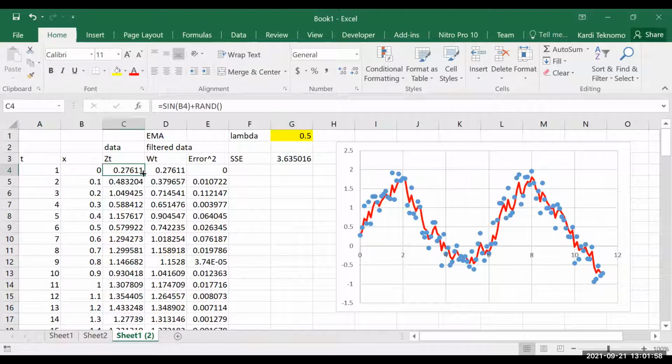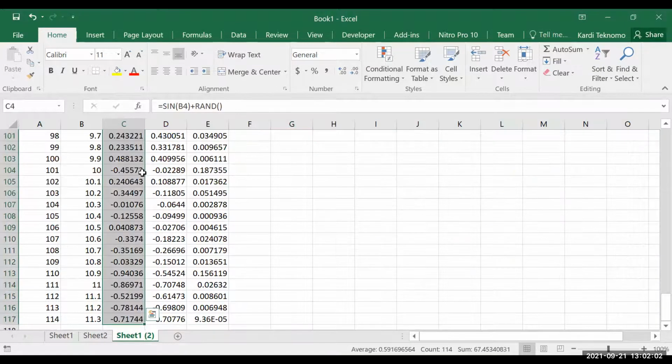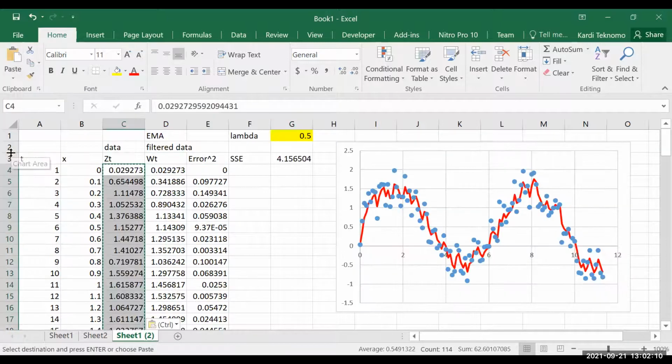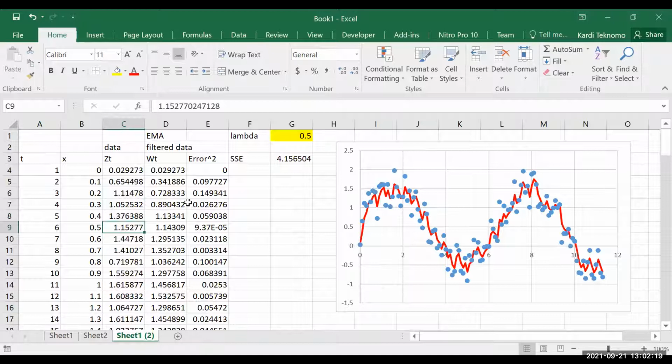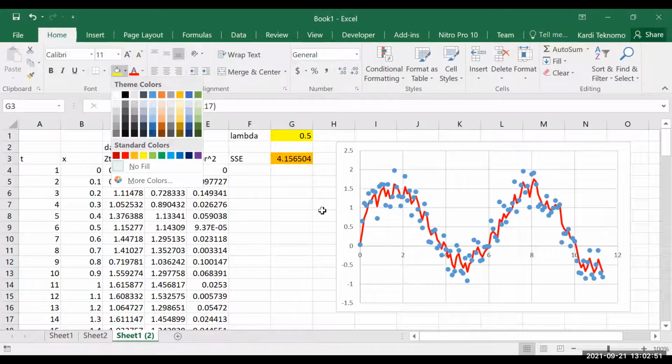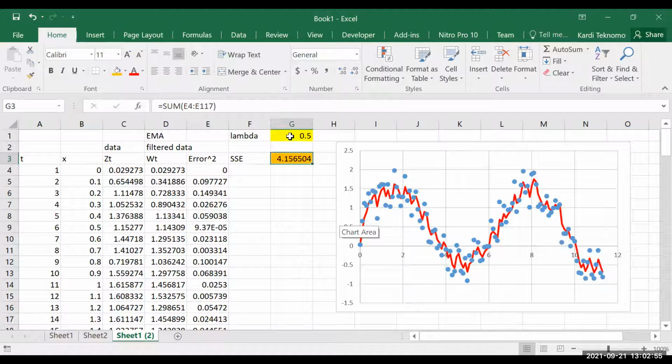After I get the sum of squared error, let me fix the data, otherwise it will keep moving. I will just Control C, and then paste as values, so that the data stays fixed, not moving every time I push. So you see the SSE initially is 4.15. So what will I do? How to minimize the SSE? How do you minimize the sum of squared error by changing the value of lambda here?